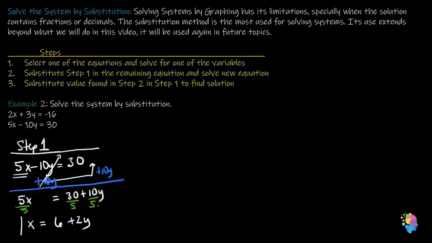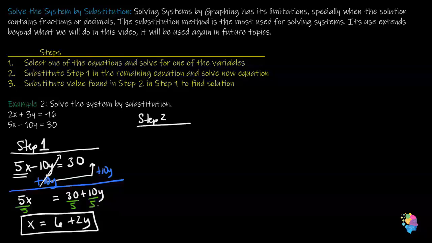And we found our equation in step 1. We move to step 2. Remember, since we used the second one in step 1, I'm going to use the remaining one in step 2. So I'm going to use 2x plus 3y is equal to minus 16. So the way that we use substitution means that we're going to replace this x with the values that are on the right side. So this time, this x is going to be replaced or substituted by 6 plus 2y.